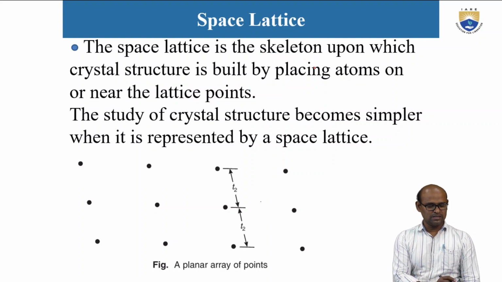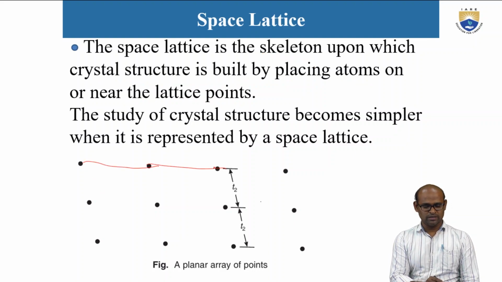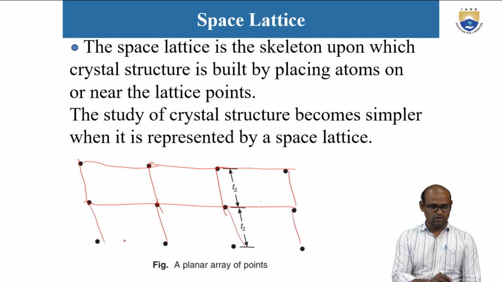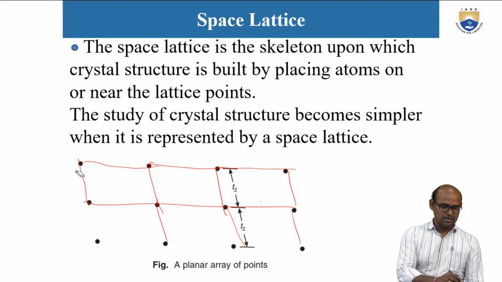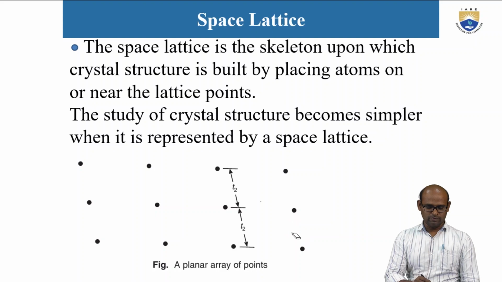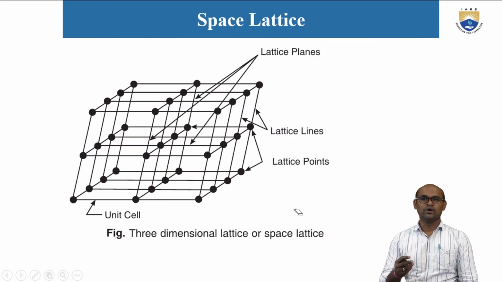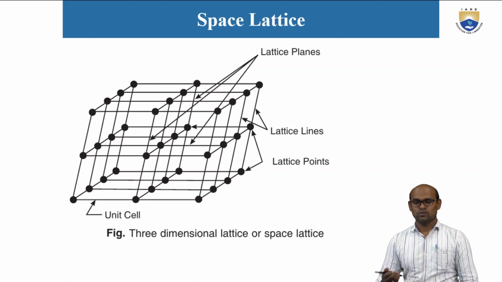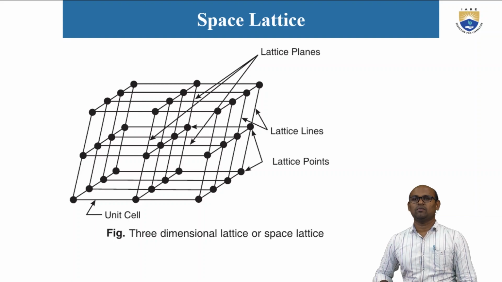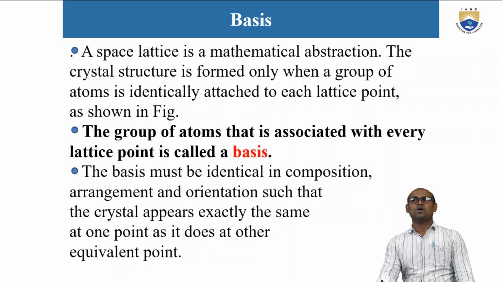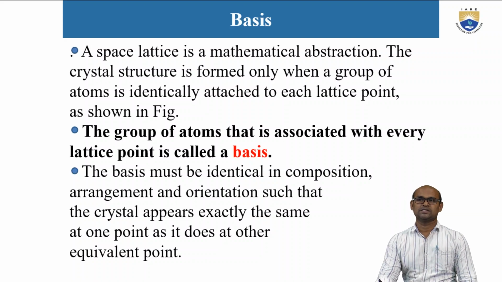You can see that first a row of points is generated, and then a planar array of points is generated using this repeated application of translation. Then you can apply it in the third dimension, not in the same plane but in another plane. When you apply the translation a third time, you generate this space lattice in 3 dimensions. So a space lattice is a 3-dimensional network of points where all the lattice points are arranged in a regular periodic manner. That is what a space lattice is and how we generate it.